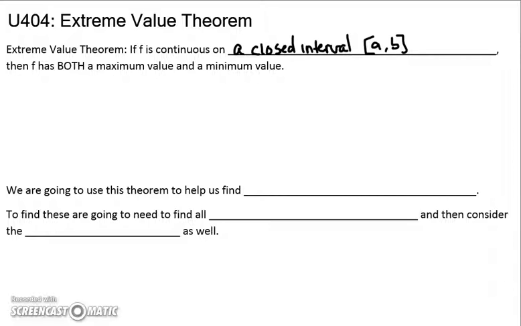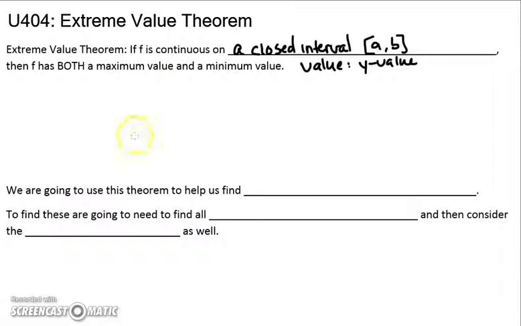Now there's a little bit of nuance here when they say maximum value and minimum value. We need to know that the word value is going to mean y value. If they're asking for a location, like where does a maximum happen, they're asking for an x value, but if they say what is the maximum value, they want a y value. So value is going to mean y value in our case.